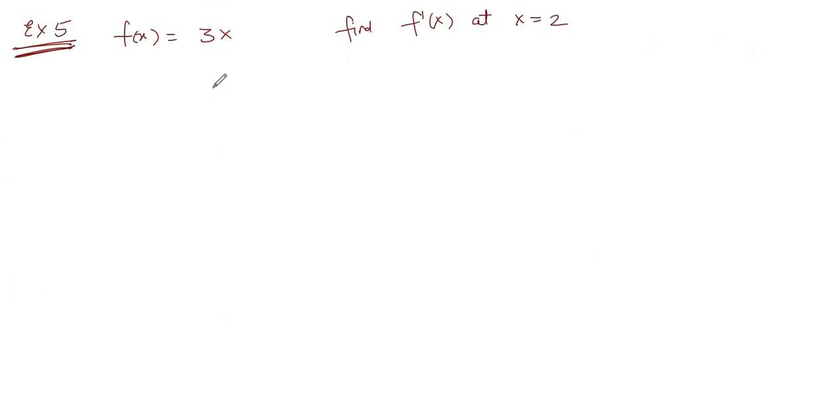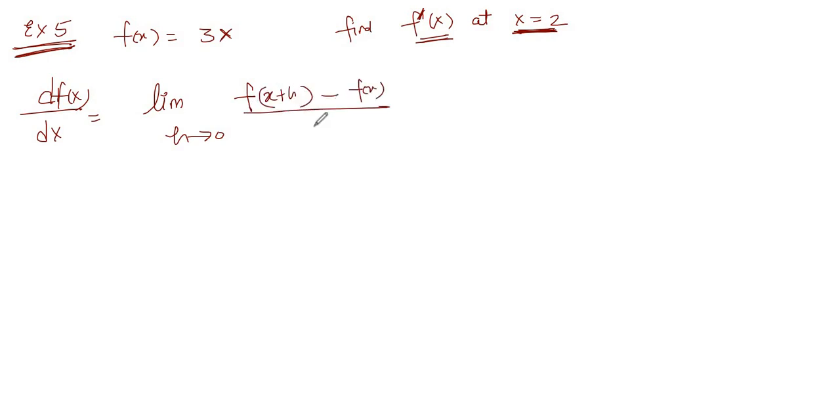This is example 5. It says f(x) is 3x, find the derivative f'(x) at x equal to 2. So what is the formula to find a derivative at any point? df(x)/dx is the limit as h tends to 0 of [f(x+h) minus f(x)] by h. This is a general point. The derivative is at a general point. Later we can put x equal to 2.